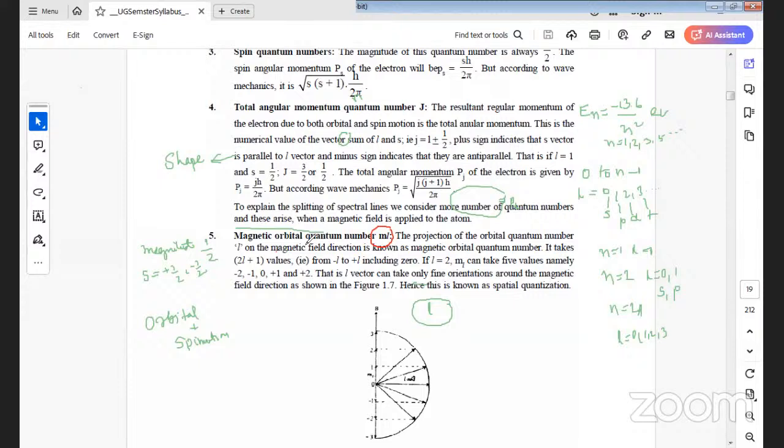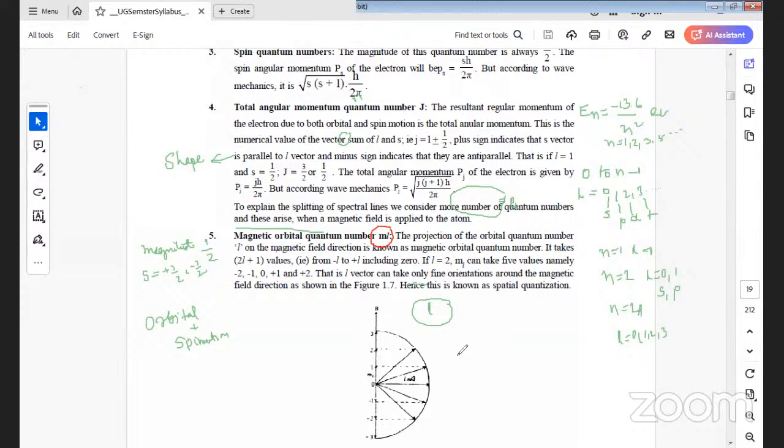This is produced by what we call the Zeeman effect as well as the Stark effect. The Zeeman effect refers to the splitting of spectral lines due to a magnetic field. That means when we keep this atom in a magnetic field, it splits the lines. The Stark effect refers to the splitting of spectral lines due to an electric field.